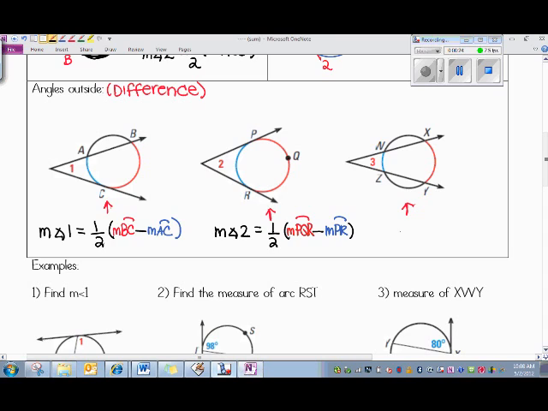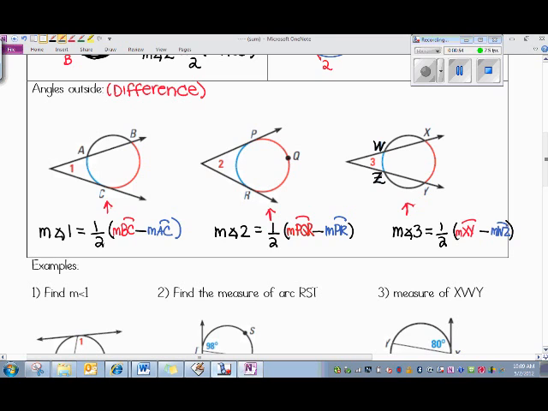All right, last but not least, measure of angle 3. Can you guess what the formula is going to be? This should be a W, by the way, and this is a Z. You can't see it. This one, same difference. 1/2, you're subtracting 2 arcs. What are the 2 arcs I'm going to put in that formula? XY is the bigger arc, and then I'm going to subtract the smaller arc, which is WZ.